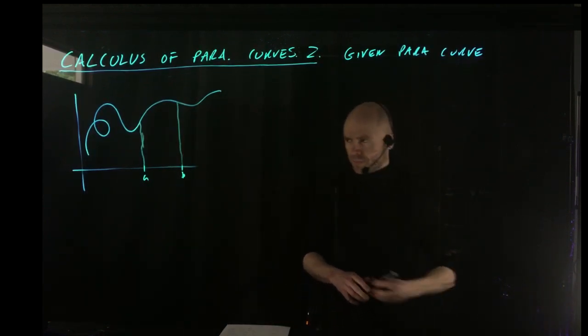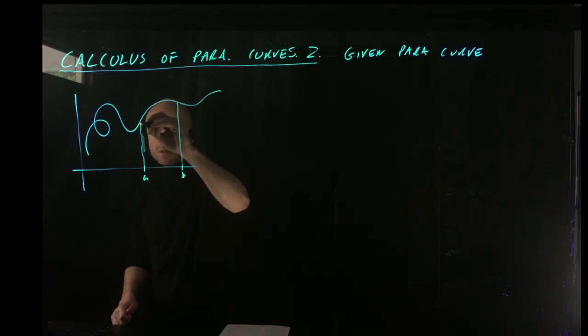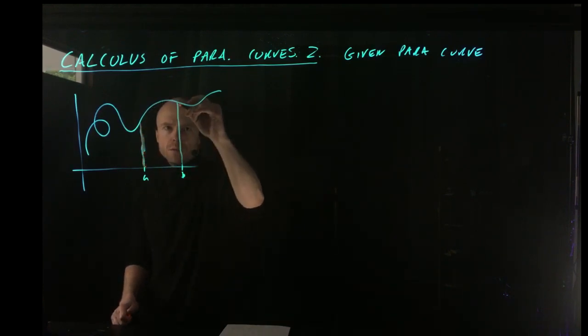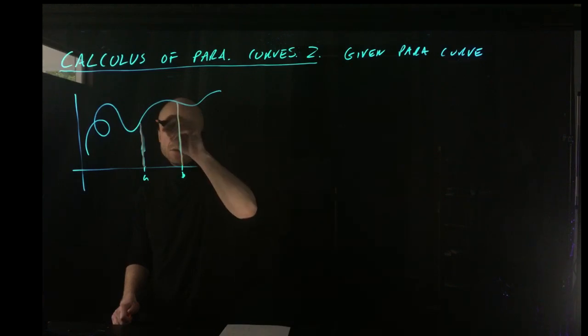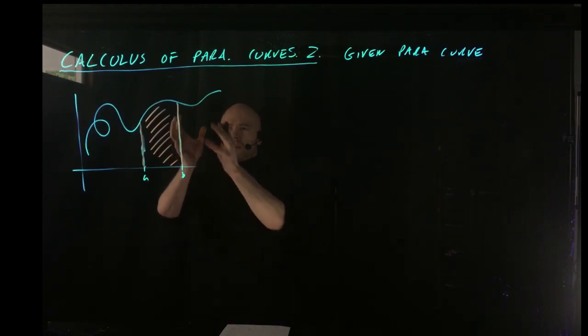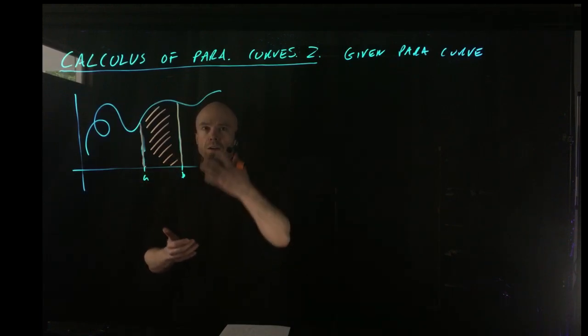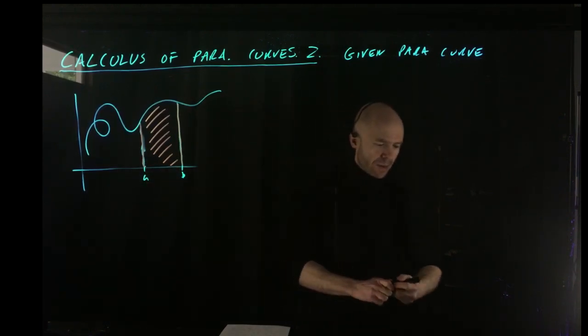Make a different color. Like this. What is this area? Right? So this is at least a quantity that makes sense. We'd like to know if there's a way to calculate it, just given the equations of the parametric curve.